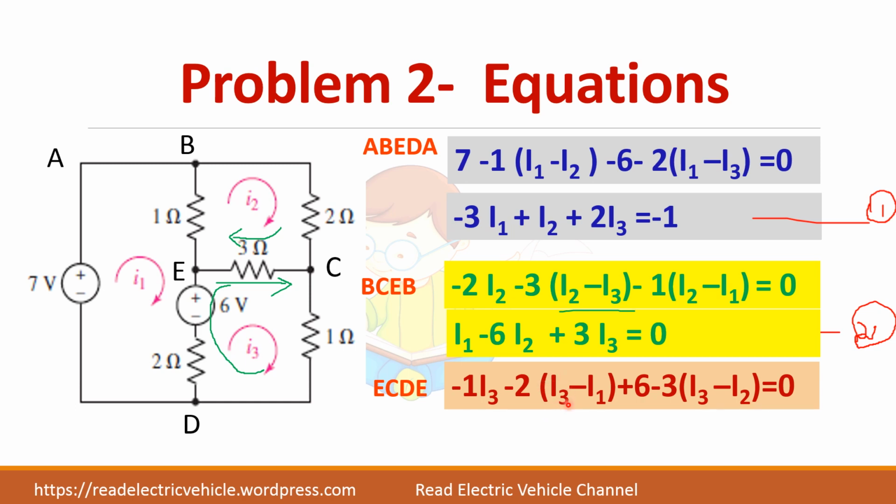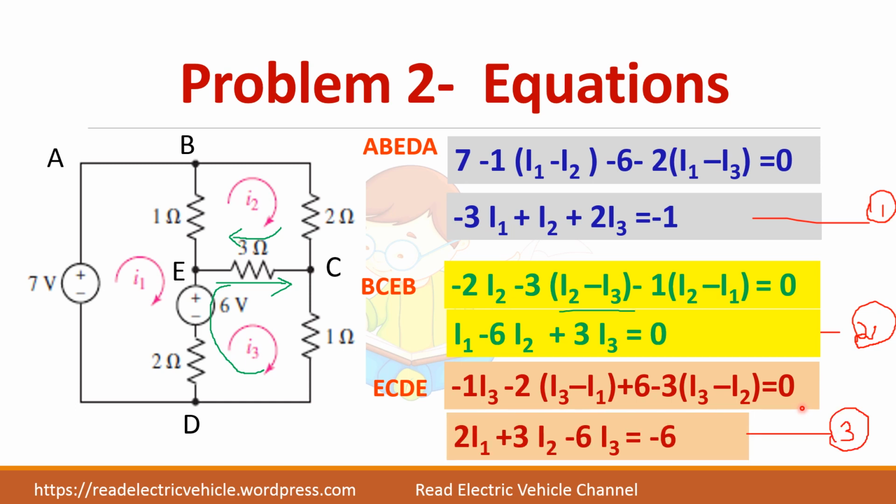That is, you are in the third loop, so take I3 first, I3 minus I1. Then you have a voltage source. You see here you are moving from negative to positive, so it is a rise in potential. So take it as plus 6. Then you are moving through the 3 ohm resistor. Here you should write minus 3 into, you are in the third loop, so I3 minus, what is the other current? I2. I3 minus I2 equal to 0. So you simplify this, you will get three equations. Now you have to solve all the 3 equations.